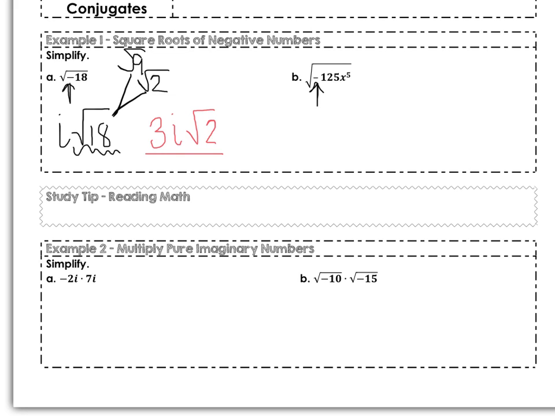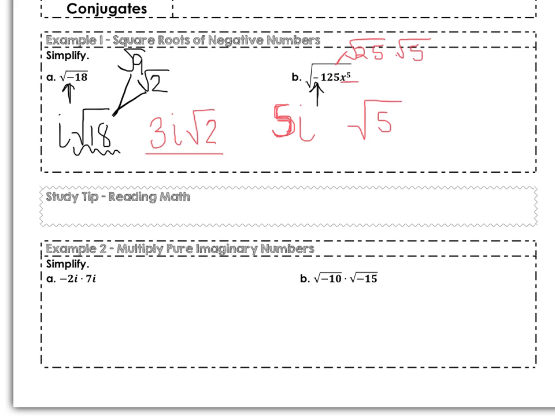Alright, same goes for this one here. We can automatically initially pull out the i, and then we know that 125 is just going to be 25 times 5. So we're really dealing with the square root of 25 times the square root of 5, allowing me to also pull out a 5. Okay, so far we have a 5i pulled out, with a square root of 5 left underneath my square root.